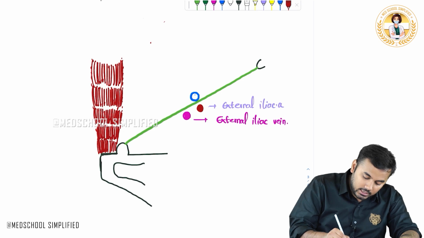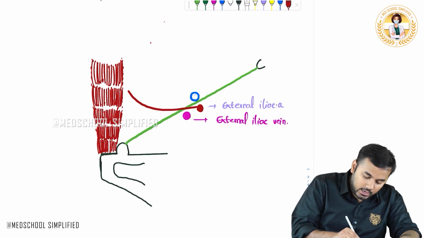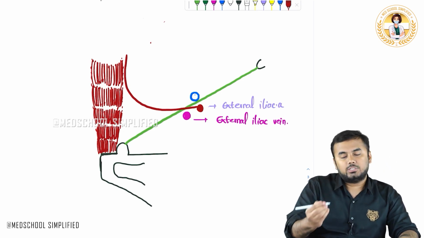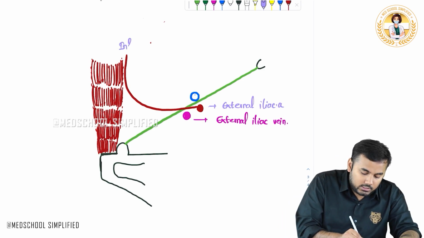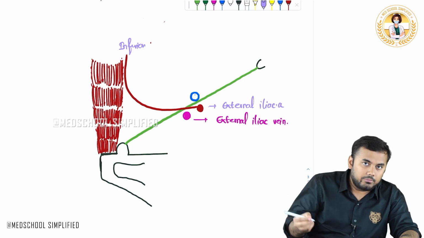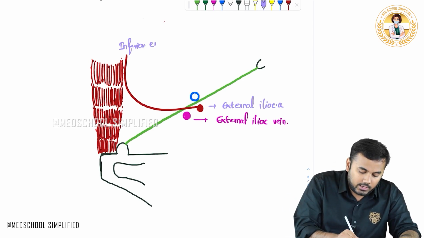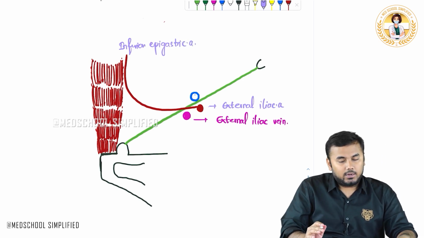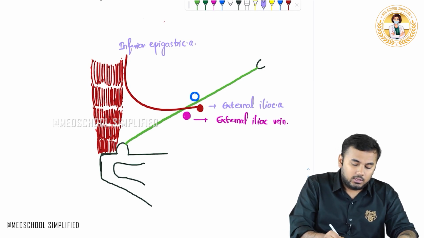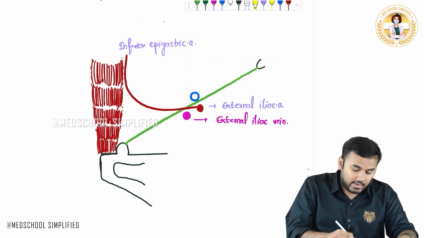Now from the external iliac artery you see a branch that is going up like this all the way. Now this branch is called the inferior epigastric artery. It is called inferior because it is going from the down, right? So inferior epigastric artery. Now here if you watch carefully, you can actually see a triangle here.